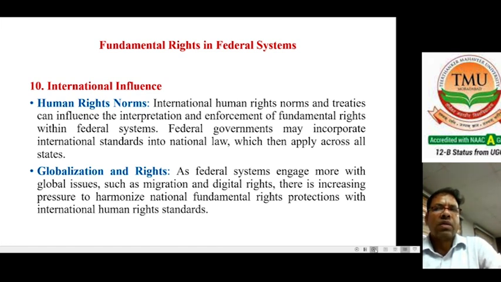Next is globalization and rights. A federal system engages more with global issues such as migration and digital rights. There is increasing pressure to harmonize national fundamental rights protections with international human rights standards. This is a very important influence, especially related to rights, human rights norms, and globalization. These are also affecting the federal system of governance.